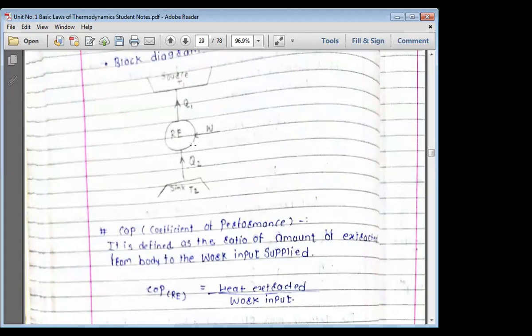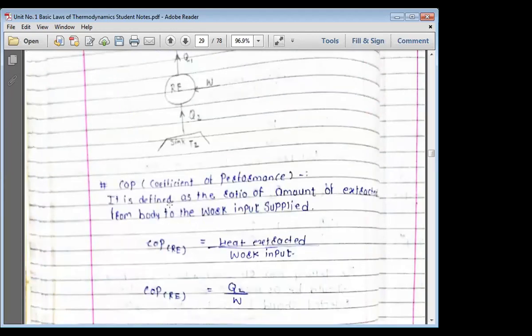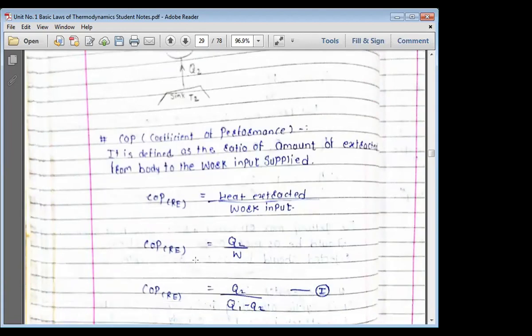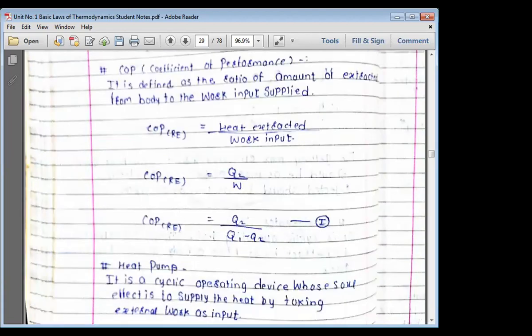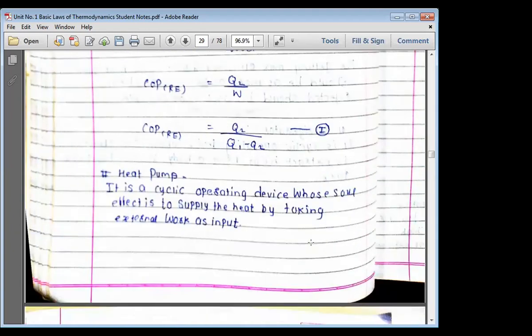COP, coefficient of performance, is defined as the ratio of the amount of heat extracted from the low temperature body to the work input supplied. So COP is heat extracted divided by work input. Therefore COP is Q2 divided by Q1 minus Q2. One equation value. Now another device is called heat pump. काय म्हणणार आपण heat pump ला?